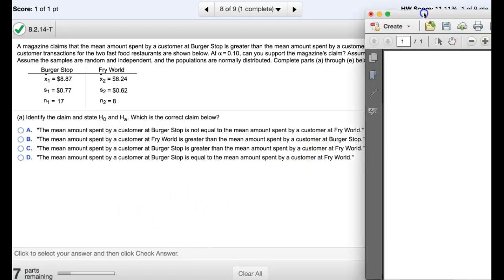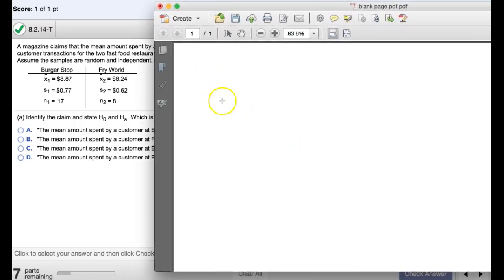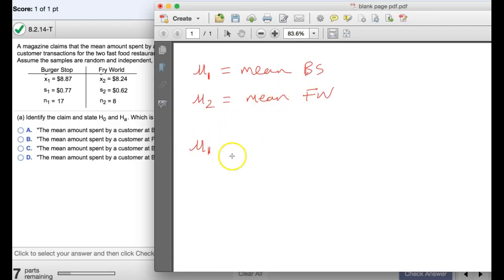So the first thing we need to do is identify what we're actually trying to do. I'm going to bring in a blank page so that we can write some stuff down. We're going to say mu1 is going to equal the mean at Burger Stop, and mu2, meaning the population mean, is the mean at Fry World. What we want to say here is that the amount spent on average at Burger Stop is more than the amount spent at Fry World. So this is our actual claim.